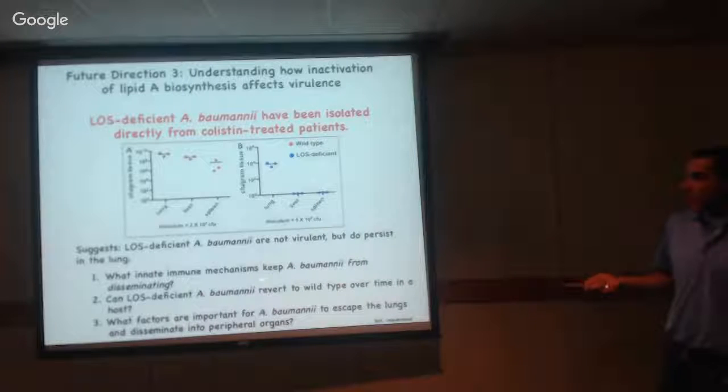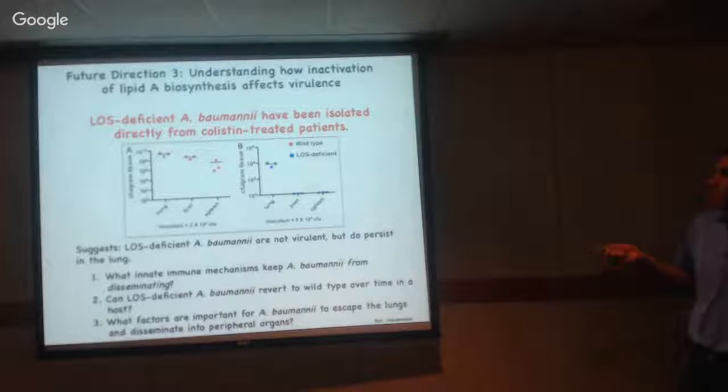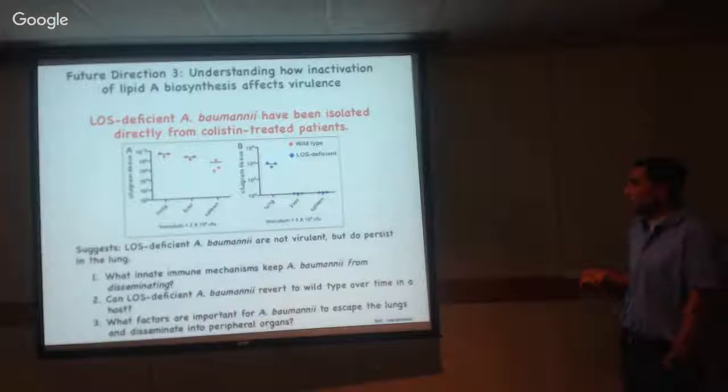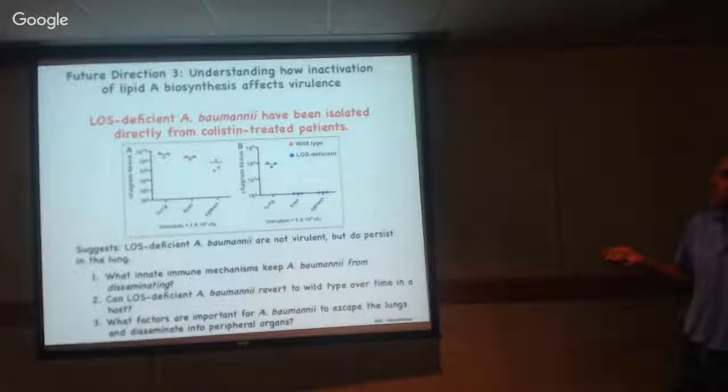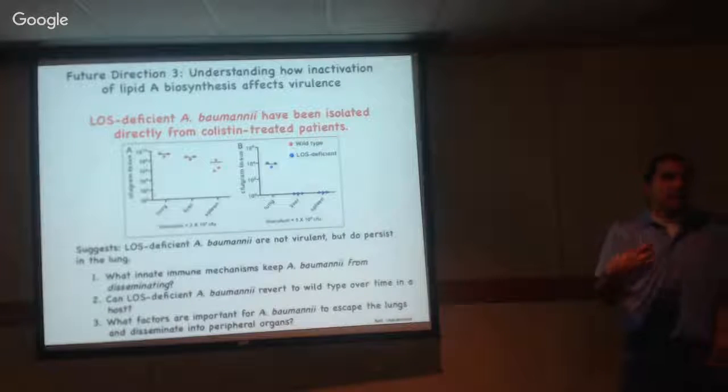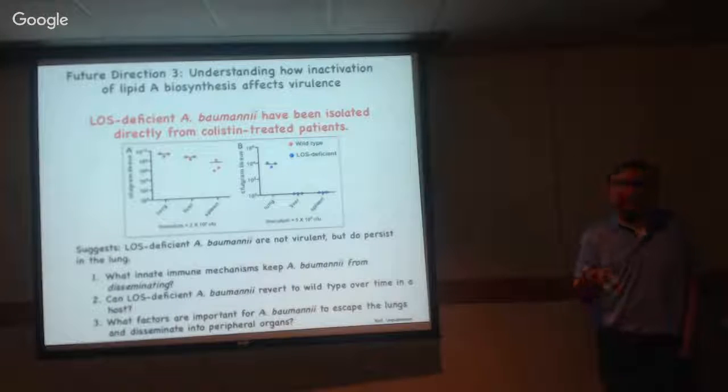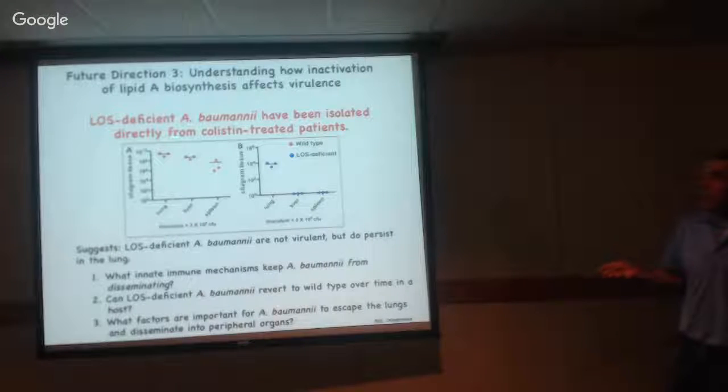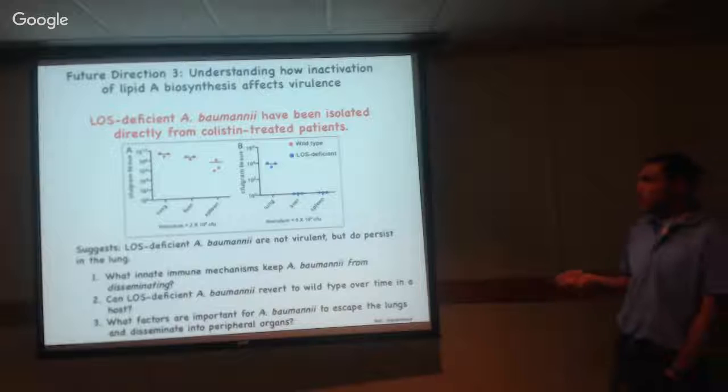So what I'm interested in asking next is: what are the innate immune mechanisms that keep Acinetobacter from disseminating from the lungs into these peripheral tissues when they don't harbor LOS? Can LOS deficient Acinetobacter revert to wild type over time in a host? Can these LOS deficient cells hang out in the lungs long enough that they acquire secondary mutations, start to produce LPS, and then infect the mouse like wild type? And what factors are important for Acinetobacter to escape the lungs and disseminate into peripheral organs?